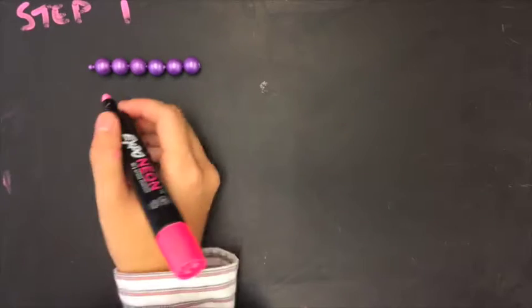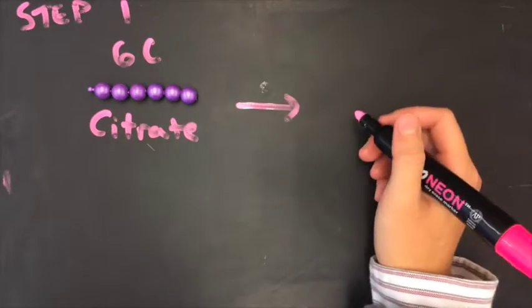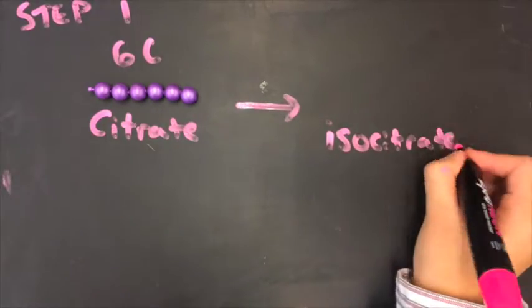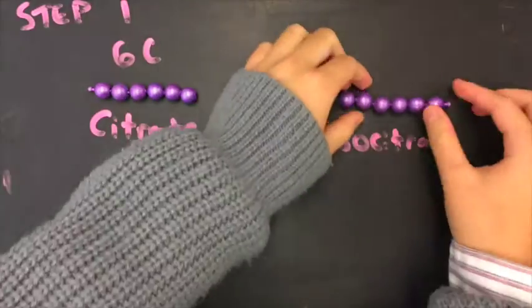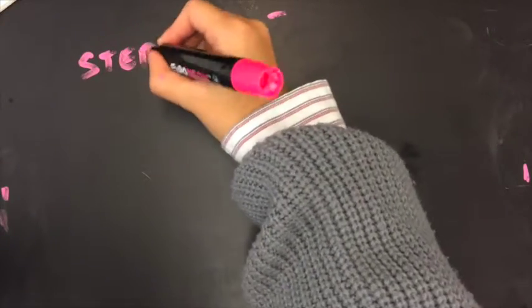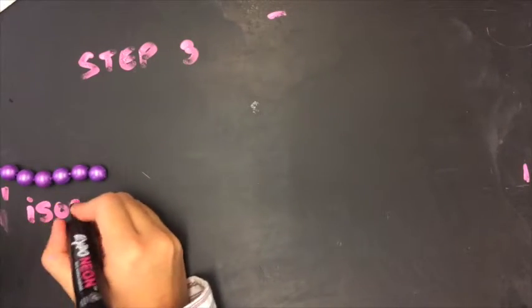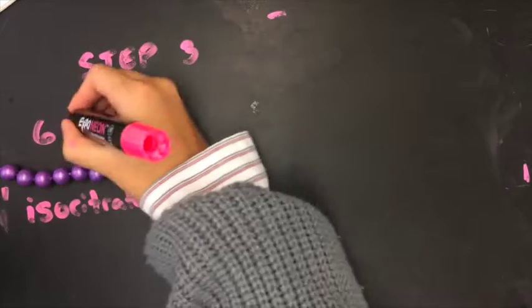The next step of the cycle involves the citrate produced by the former reaction. The citrate becomes isocitrate, a very similar molecule. Isocitrate still has 6 carbons, much like citrate. Then, isocitrate breaks down into a 5-carbon molecule known as alpha-ketoglutarate. You don't have to remember the name of this molecule, but just note that it has 5 carbons.